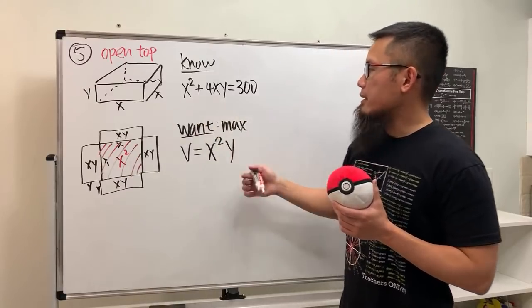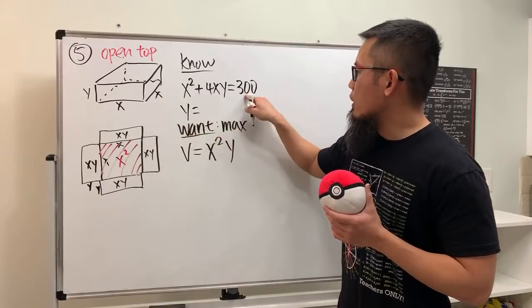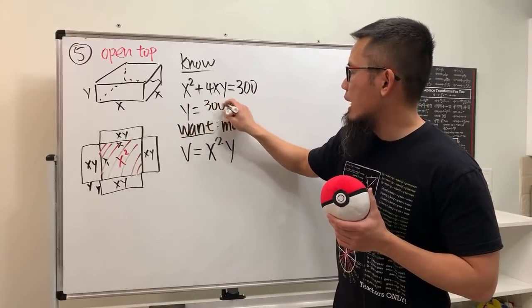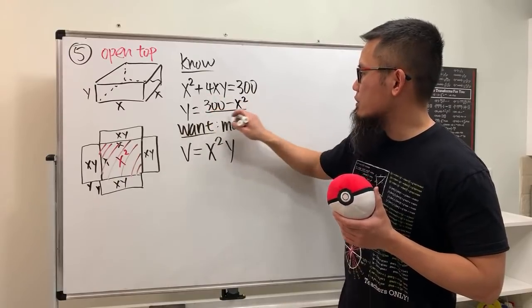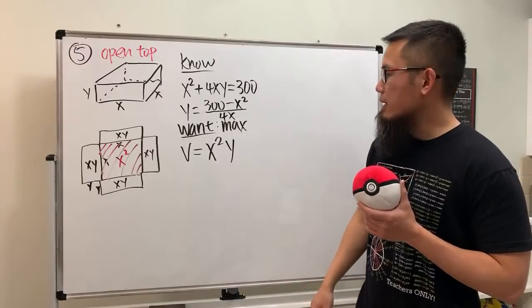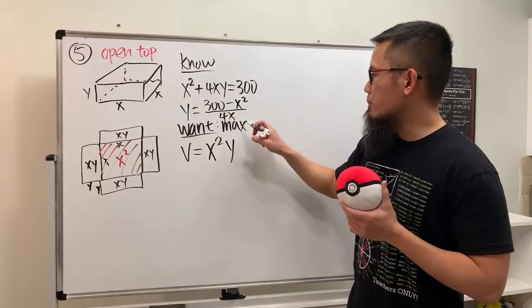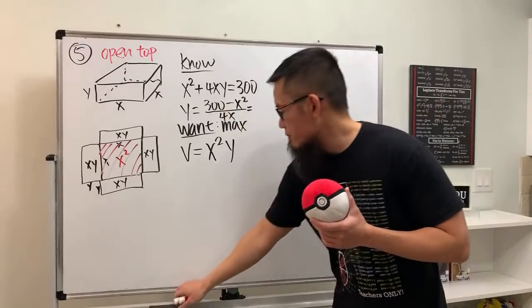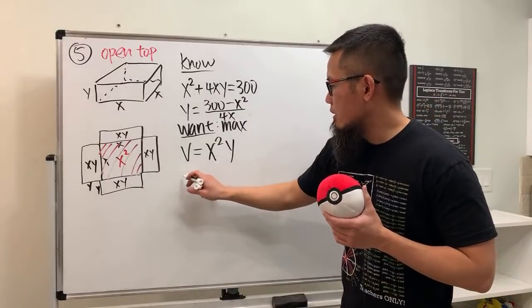Let's solve for y. So to do that, you can see that y is going to be 300 minus the x squared, and then we have the 4x right here. So let's just divide everybody by 4x. Like that. Right? So we can just go ahead and reduce this a little bit if you would like. Let me just write it down like this.